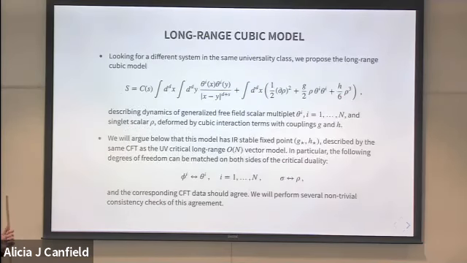And the statement is that this model will arrive at an IR stable fixed point, which is described by the same CFT as the UV fixed point of the long-range ON vector model. Again, such a statement of critical duality or UV completion or universality begins with matching degrees of freedom. So you match ON multiplet with ON multiplet, you match ON singlet with ON singlet.